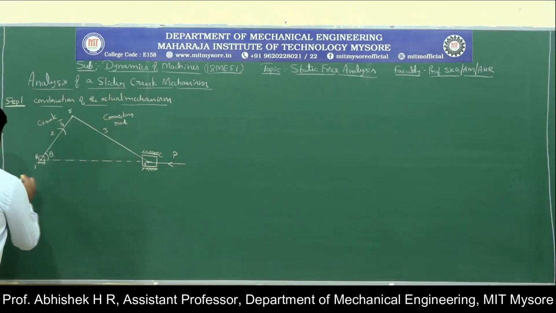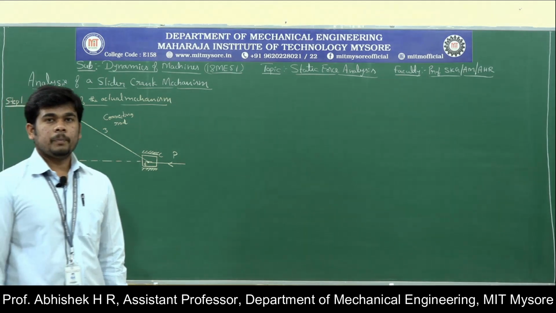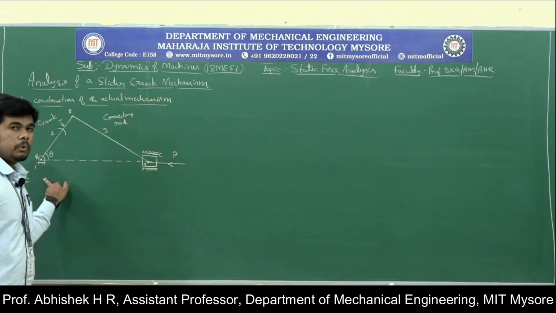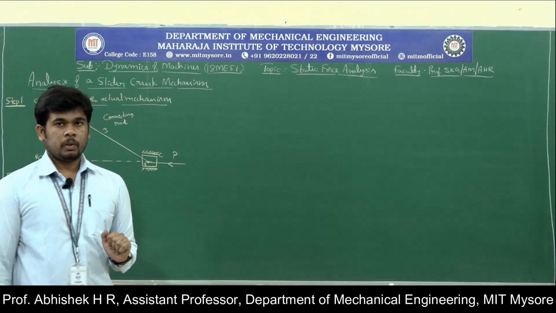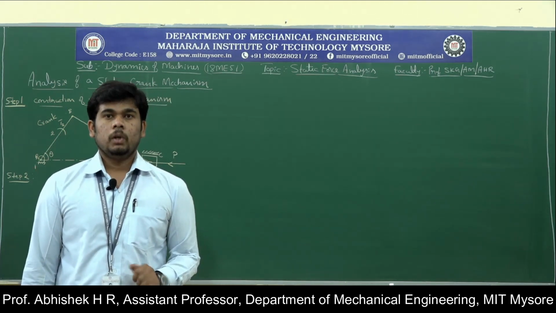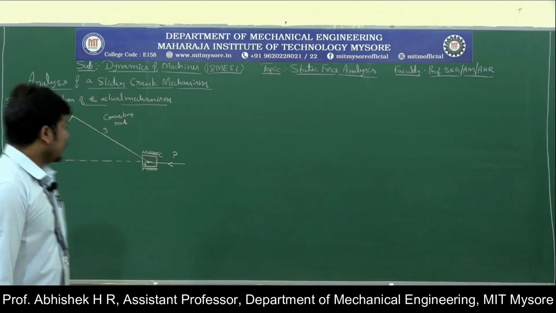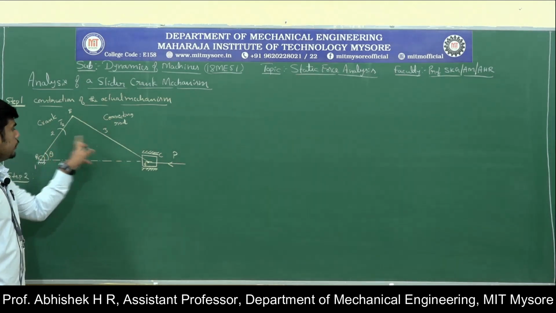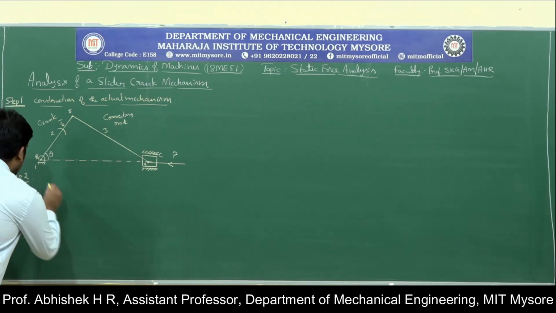Now, the second step, step 2. Now I have finished the construction of the slider crank mechanism. The second step is you have to draw the free body diagrams of the slider crank mechanism. You have already learnt about the free body diagrams in the introduction of static force analysis. So with respect to that, here in the second step, you have to draw the free body diagram. Here I have link 2, link 3 as well as link 4. So let's draw the free body diagram.